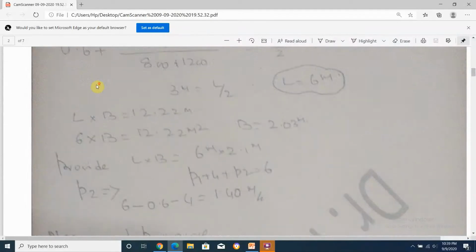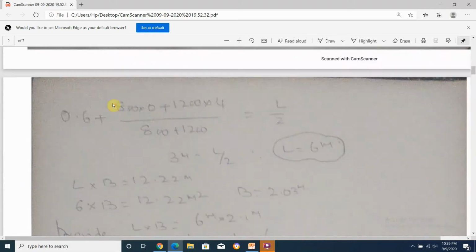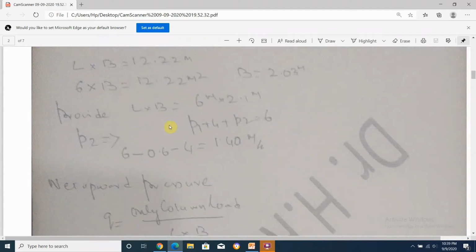But how do I find out P2? We know that P1, that is 0.6 meter, plus 4 meter, plus P2 is equal to 6 meter. That's what is written here: P1 plus 4 plus P2 is equal to 6. So substitute the value of P1, and you can find P2 as 1.4 meter. That means P1 and 4 you take to the other side: 6 minus 0.6 minus 4 is equal to 1.4. So this is what we get.